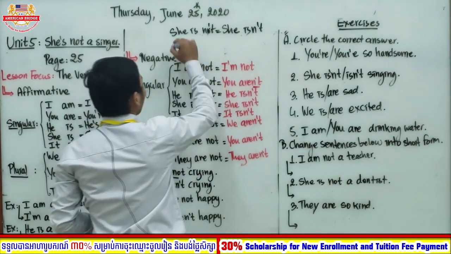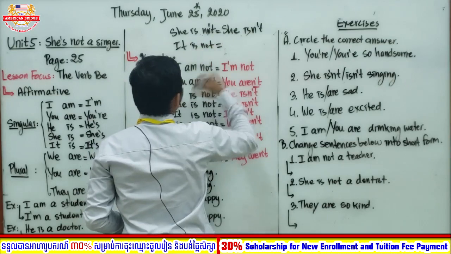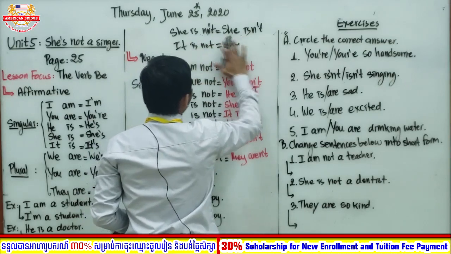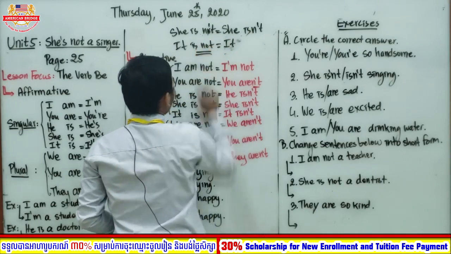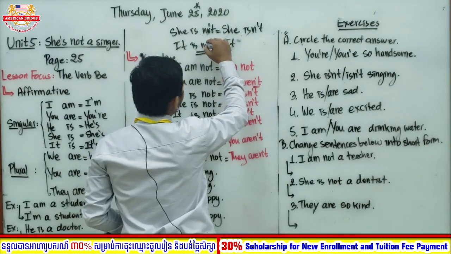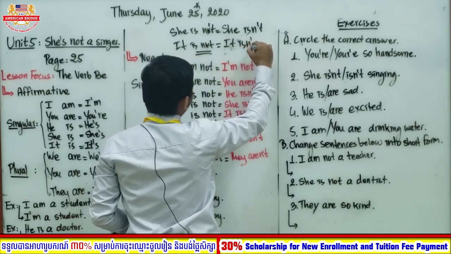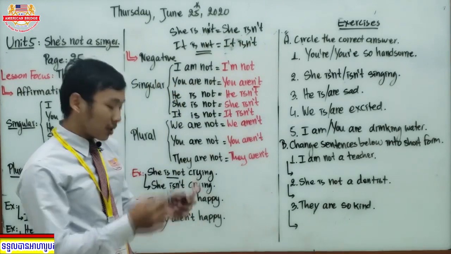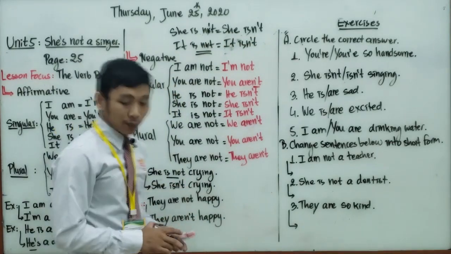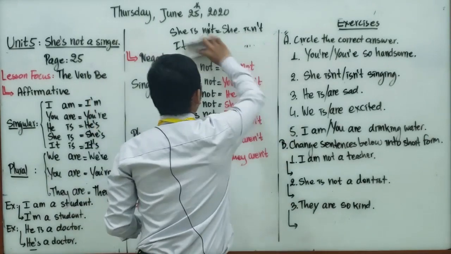Okay, one more. It is not. So it becomes, what is it? Look at this one. What should we do? Yeah, change O to an apostrophe, right? It is, it isn't. Understand? Sure. Okay. It's very easy when you remember the rule for how to make it into a short form.